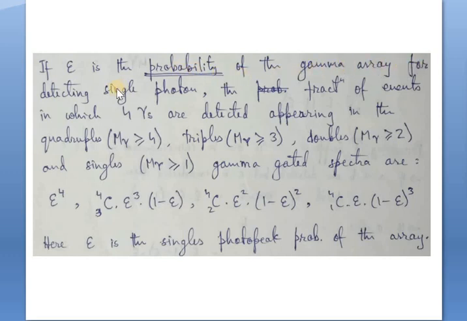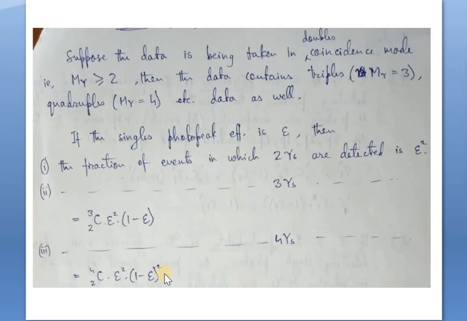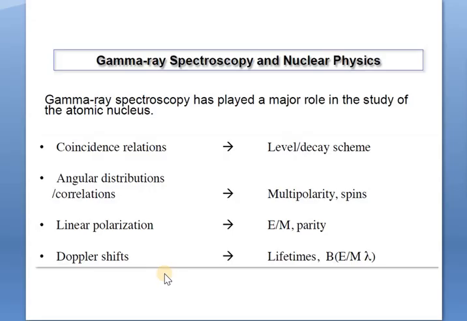Suppose epsilon is the probability of the gamma array for detecting a single photon. Then consider the fraction of events in which 4 gammas are detected, appearing in the quadruples, triples, doubles and singles gamma gated spectrum. This is the reverse case of the previous one. Then you will see in this case the probabilities will be like this, while epsilon is the singles photopeak probability of the array. Okay, now this is just a different case compared to the one which I have discussed to you now.